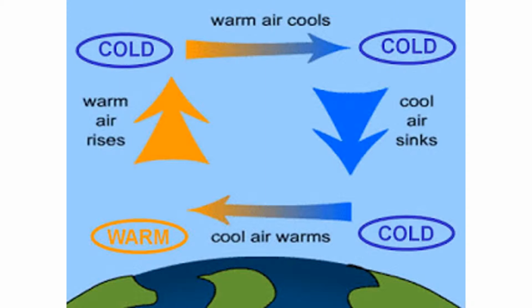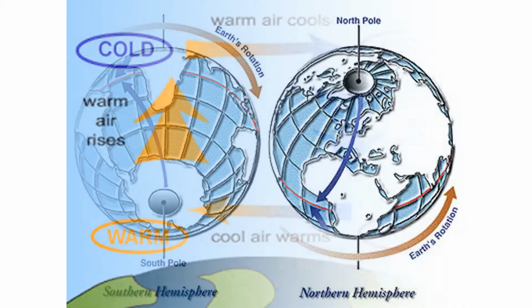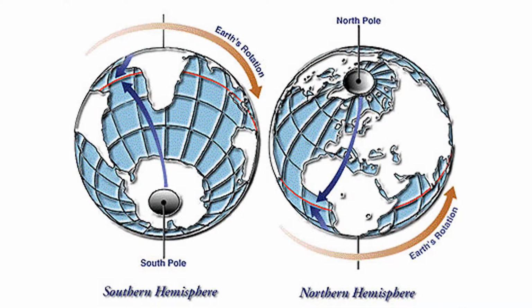If the Earth were not rotating, there would be two atmospheric cells created, moving from the equator out toward the two poles. However, the planet is rotating on its axis, making this rather more complicated. The Earth's spin creates a deflection of these air movements.